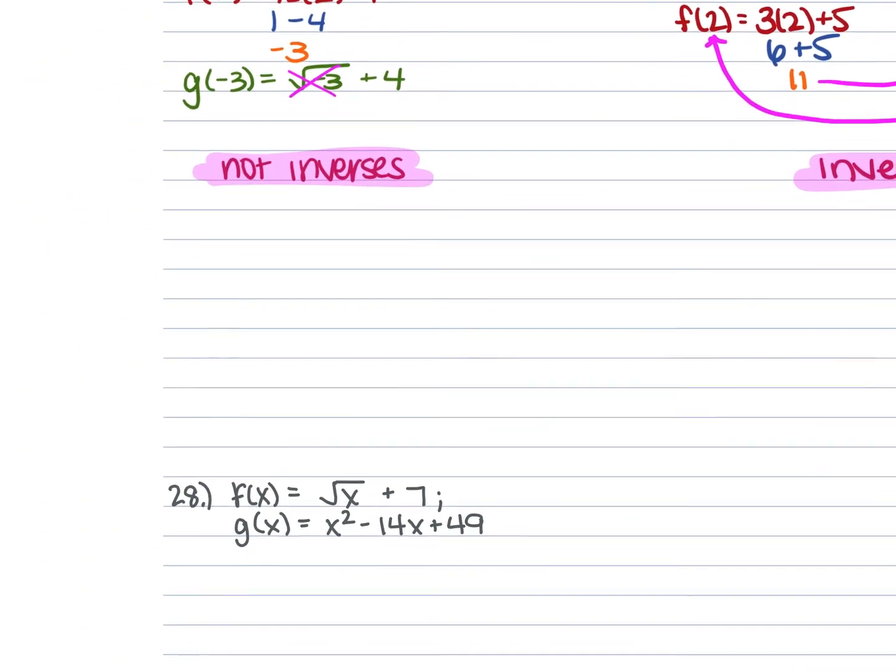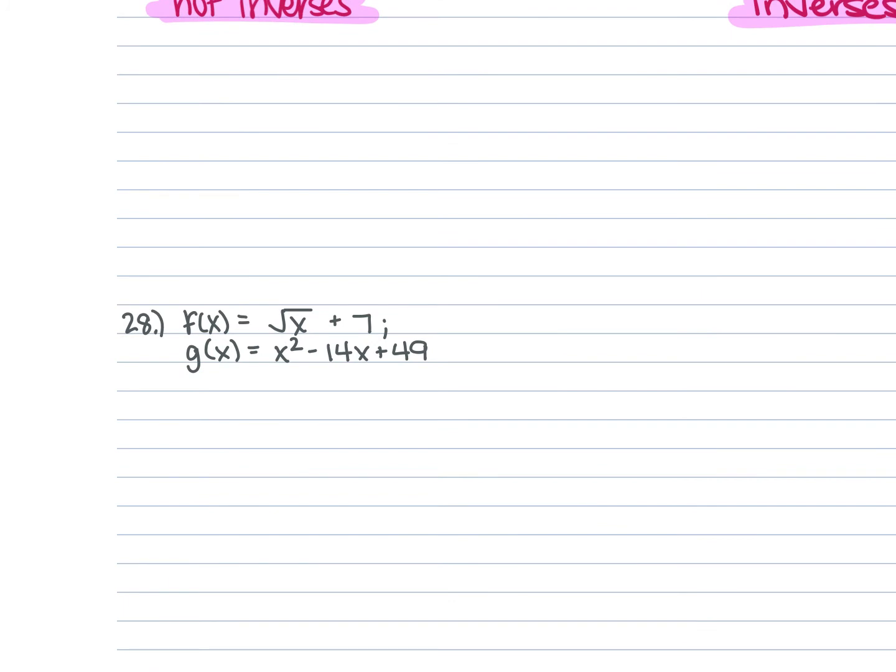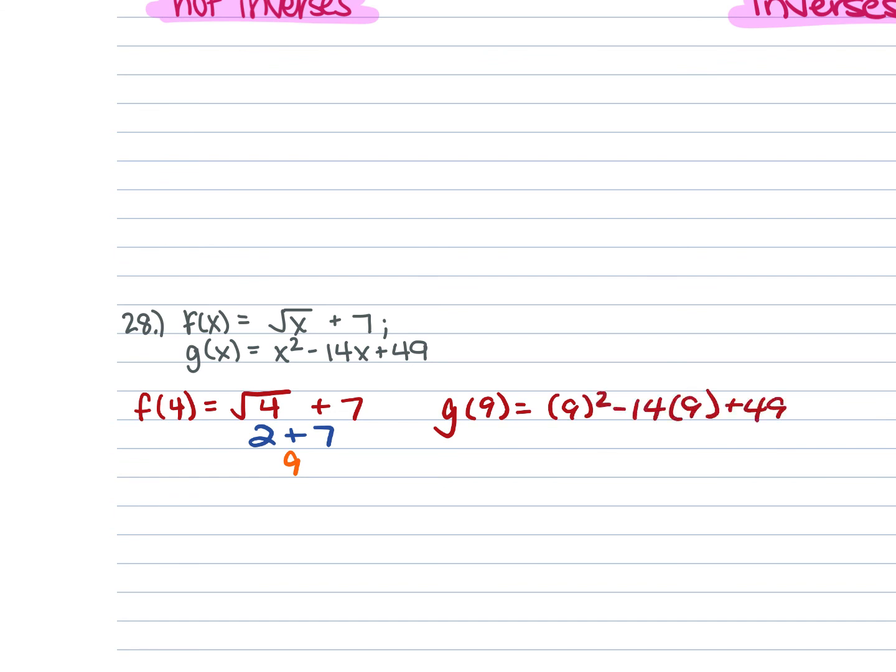And for our last one, we have f of x is equal to the square root of x plus 7, and g of x is equal to x squared minus 14x plus 49. For f of x, if we plug in 2, or sorry, let's do 4 so that way we can actually take the square root of that. So we have the square root of 4 plus 7, this is going to be 2 plus 7, which is 9. We then take 9 and plug it in for g of x, so g of 9 is 9 squared minus 14 times 9 plus 49.